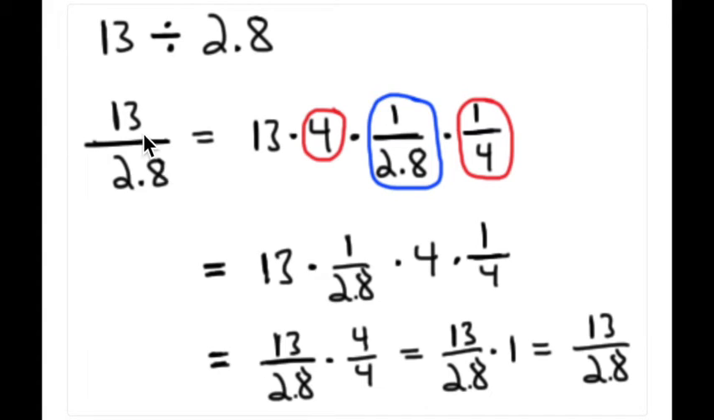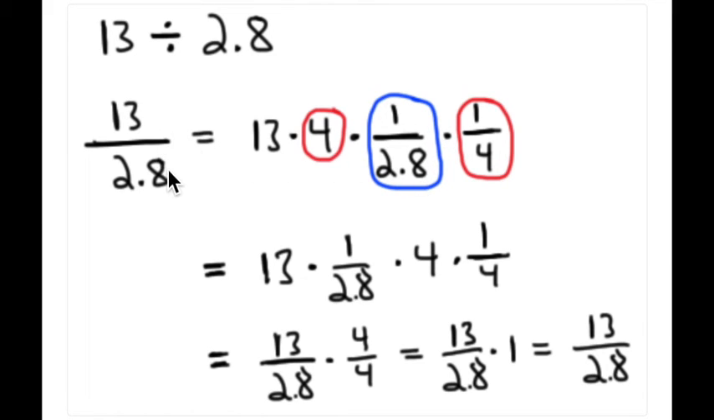So I'm going to multiply the numerator times 4, and I'm going to multiply the denominator times 4. And that, in effect, is changing this to a multiplication problem. So I'm going to use the inverse operation, which is multiplication. So 13 times the multiplicative inverse of 2 8/10. So 13 times 1 over 2 8/10.